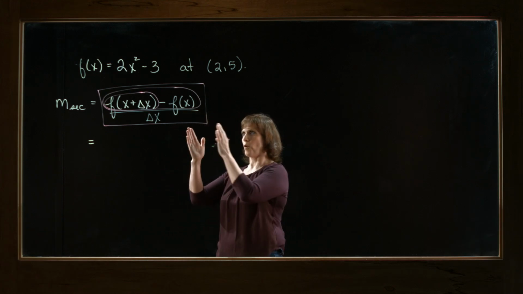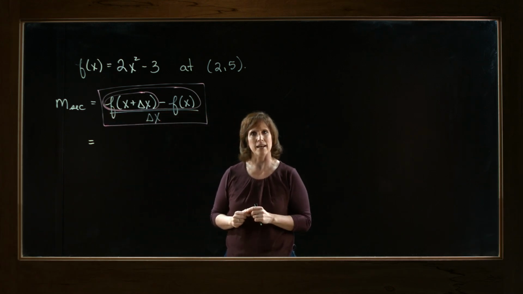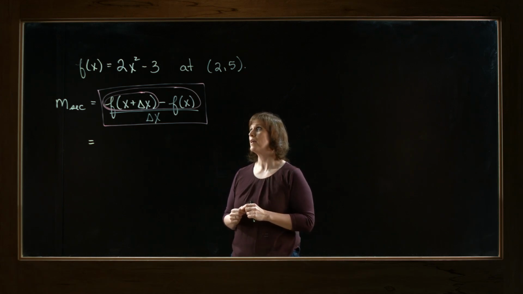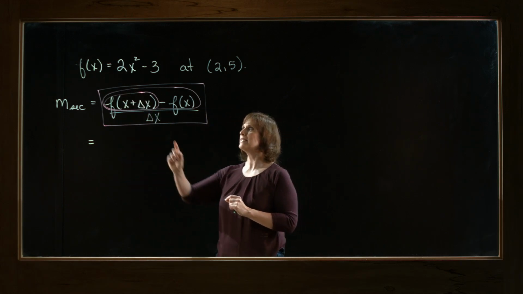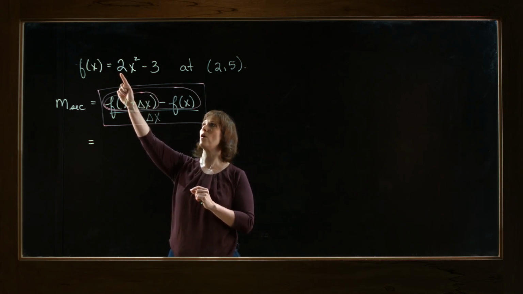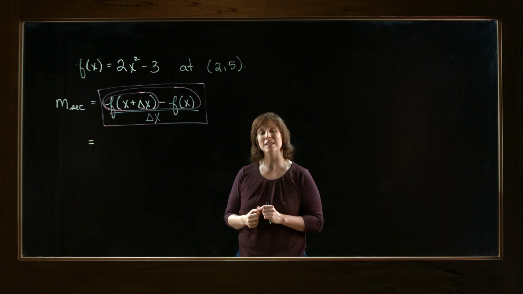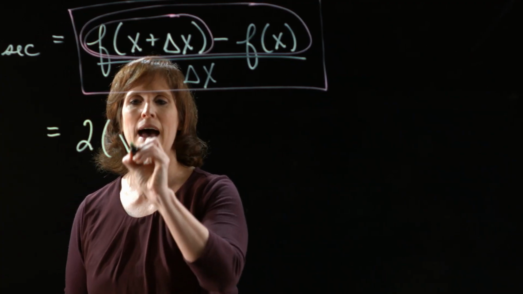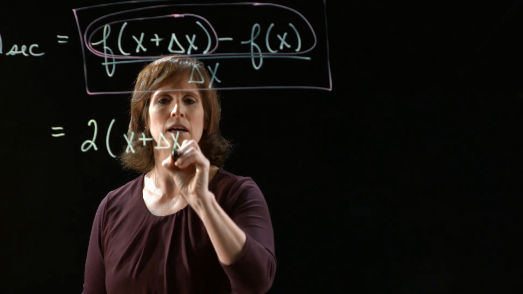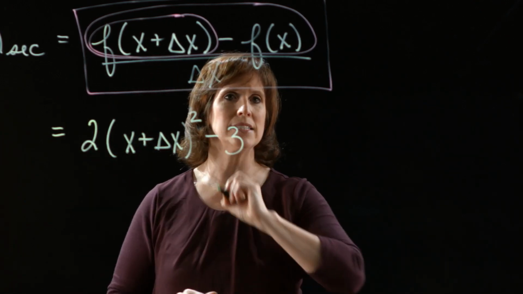So step one, working from the inside out, is to deal with f of x plus delta x. That's a function evaluation. My function tells me exactly what to do with the input. It says to square the input, multiply by 2, and then subtract 3. In this case, my input is x plus delta x. So I'm going to take x plus delta x, square it, multiply by 2, and subtract 3.